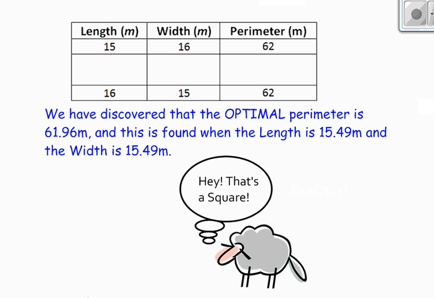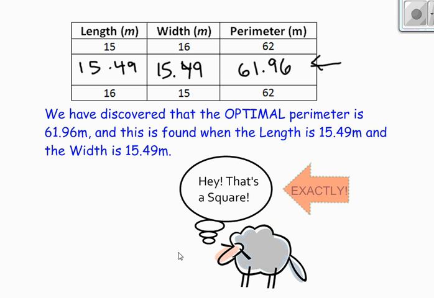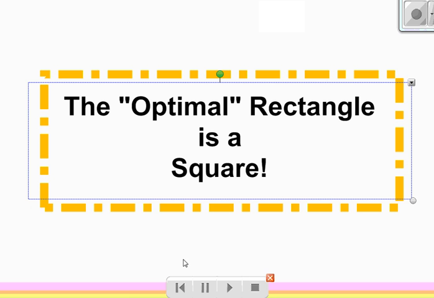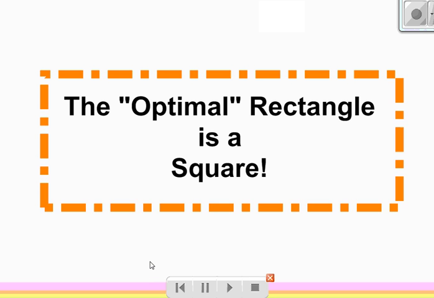So let's summarize. We know that in between 15 by 16 and 16 by 15, we could create a perfect square if we made the dimensions 15.49 meters and 15.49 meters. That would give us a perimeter of 61.96 meters. Not a lot less, but still absolute minimum perimeter. And again, the absolute minimum is a square. And that is the point of this lesson. Here it is, and I showed you this in the first video. The optimal rectangle is a square.